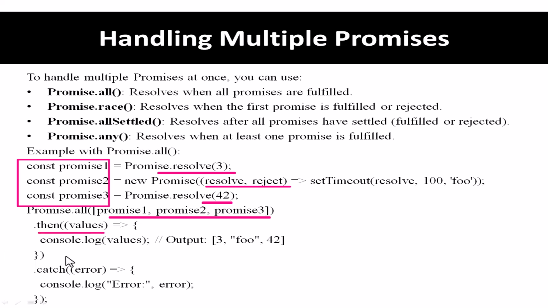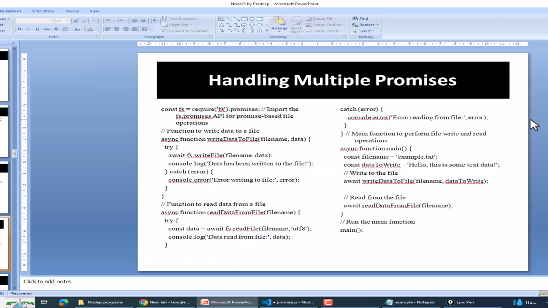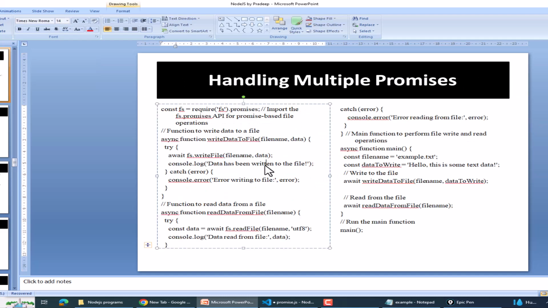Now we are using a then with values. Then here we are using an arrow function console.log values, where it is going to print the values 3, and here we are using 42, and promise 2, where it has a particular timeout, and it is going to resolve. Like that, if any exception has arisen, it is going to generate the error. Here we have an example of multiple promises, and we are going to create a program.